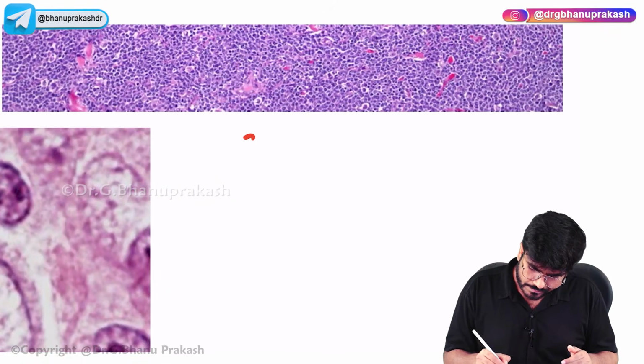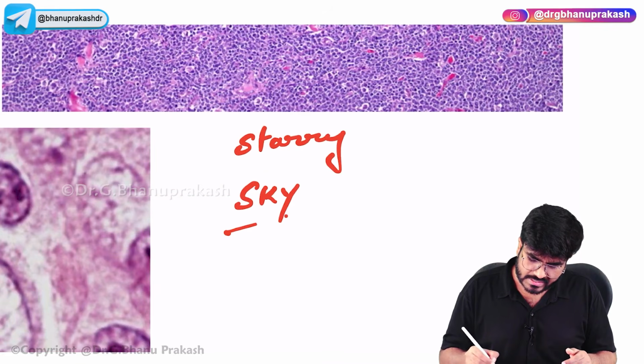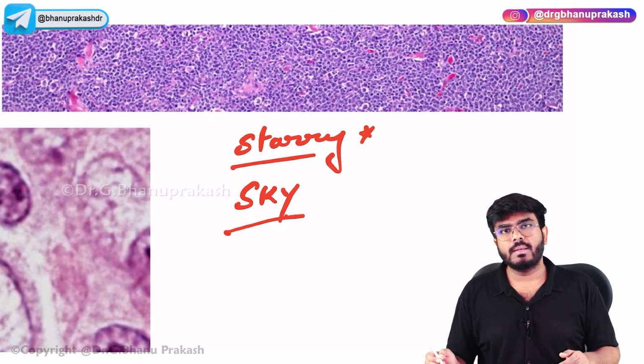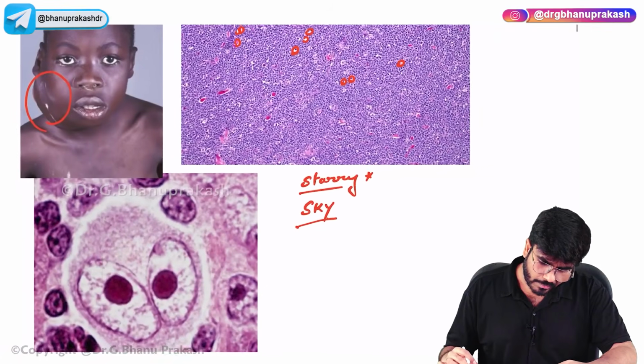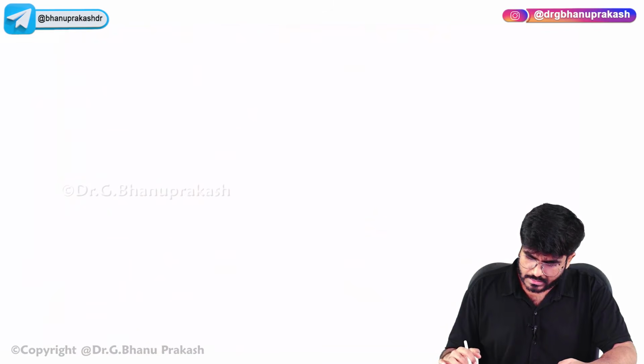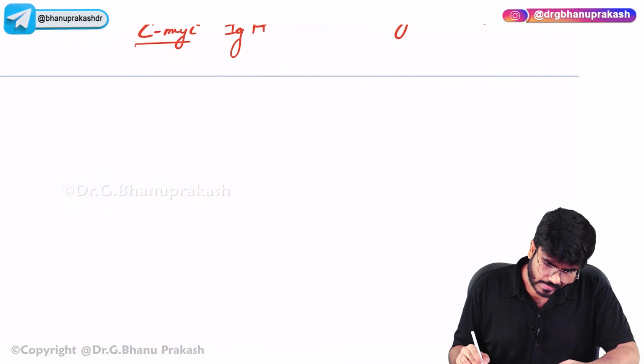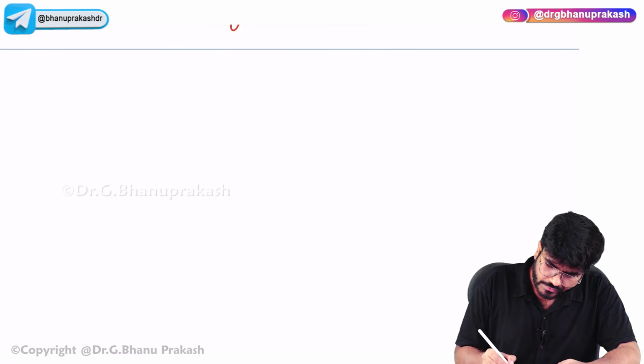This is called starry sky appearance. Starry sky appearance is going to be seen in Burkitt cell lymphoma. So that's the important point which I want you to know. Characterized by starry sky appearance. So after this, next, let's discuss about diffuse large cell lymphoma.